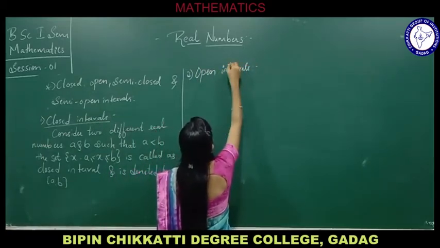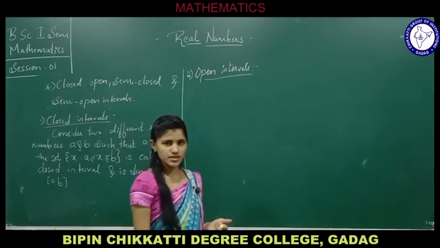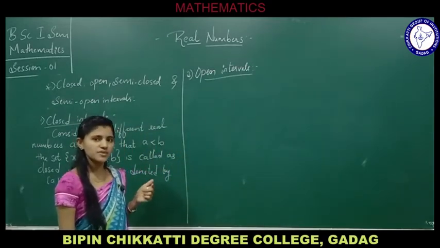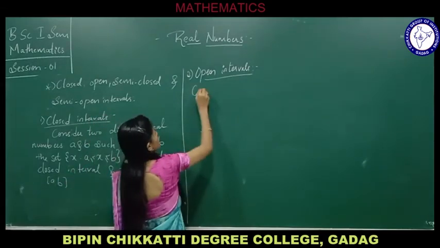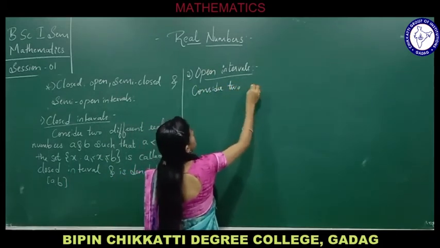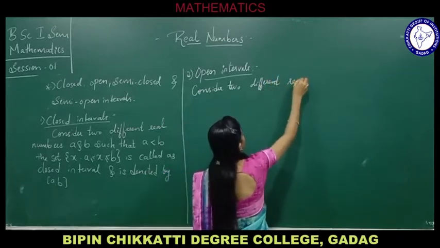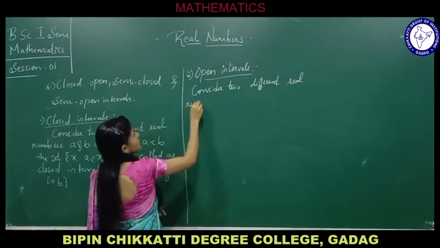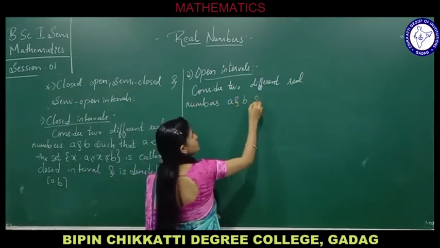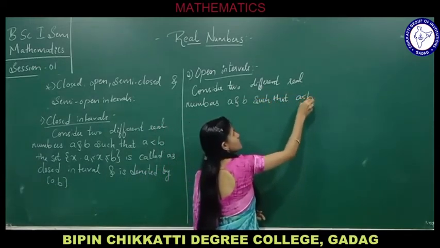Intervals. The same thing again, we need to consider two different real numbers. How should those two different real numbers be? Again, A should be less than B. Consider two different real numbers A and B such that A is less than B.